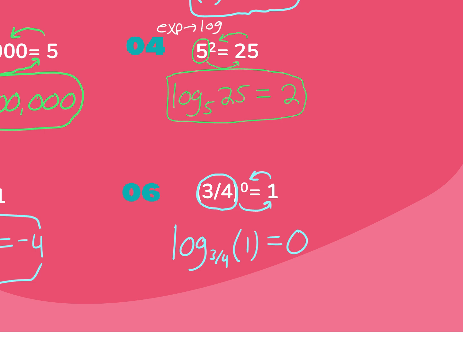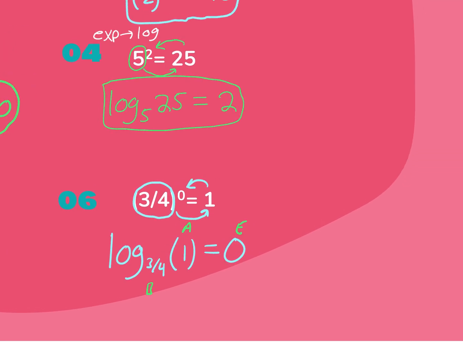So again, in all of these, you can think of it as base, answer, exponent. So bae is fine, or you can just draw the arrows.